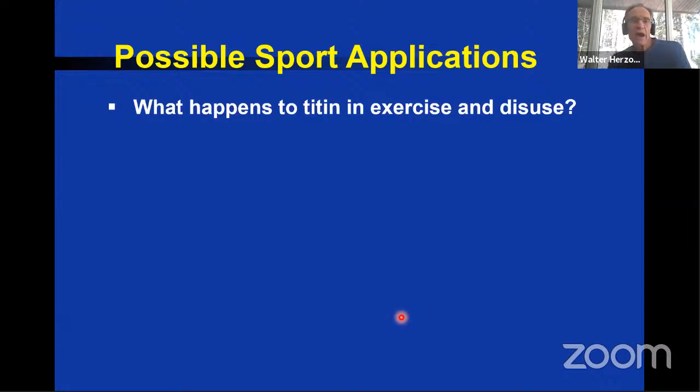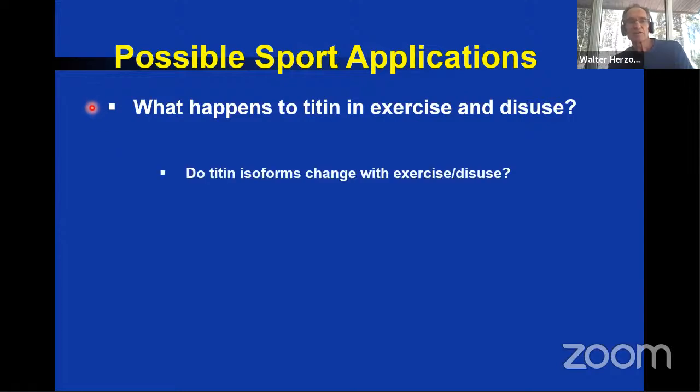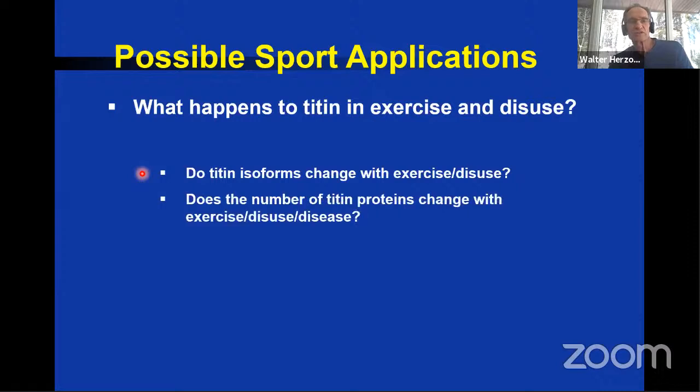So how might this possibly be interesting for sport applications? Well, there's very little known about what happens to Titin in exercise and disuse. For example, we don't know much, do Titin isoforms change with exercise or disuse? And do the number of Titin proteins change with exercise or disuse? We do know in rat models of disuse that the number of Titin proteins is reduced to about 50% from normal. So disuse seems to cause a decrease in the number of Titin proteins.